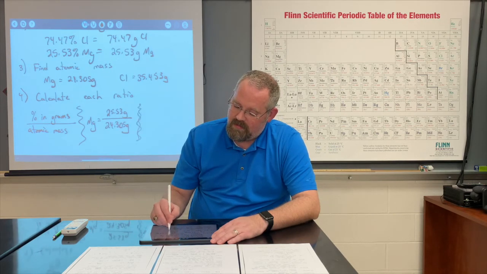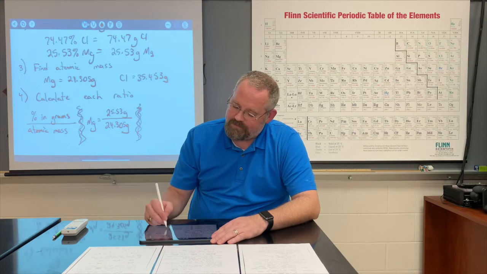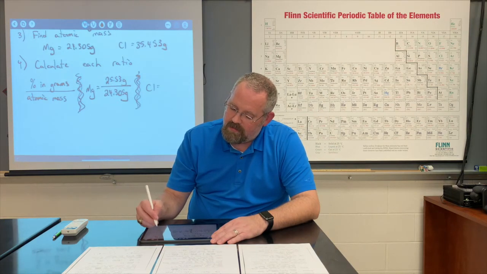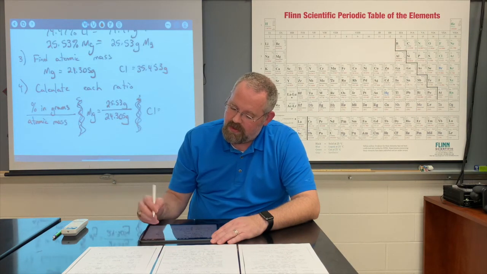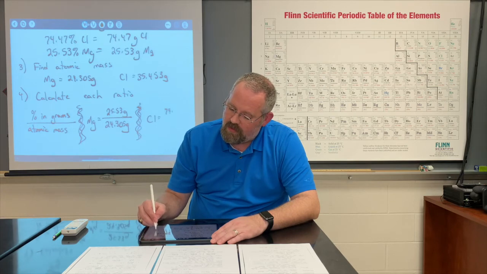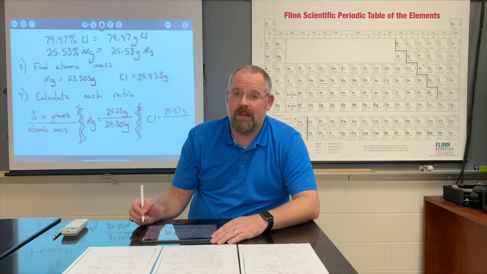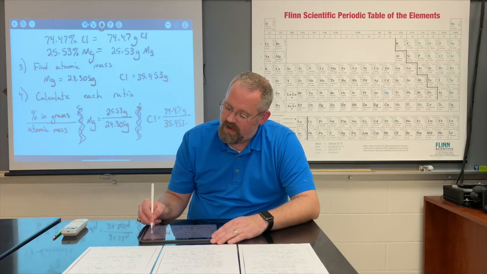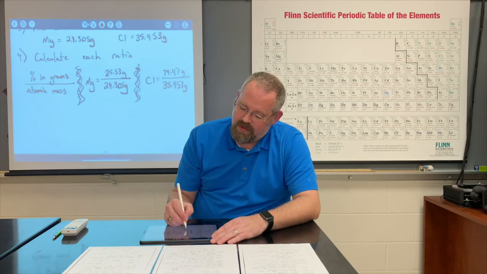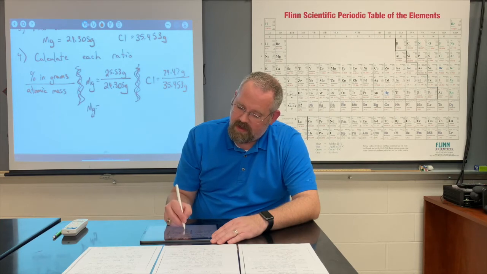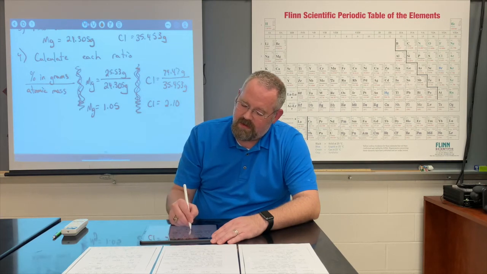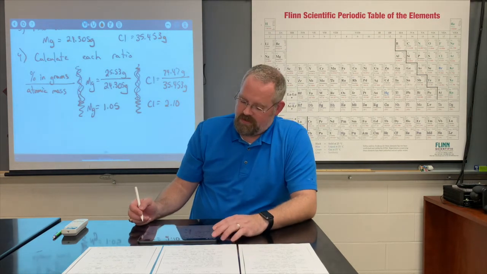All right, and the same thing for chlorine. Chlorine, my percent in grams was 74.47 grams. I'm going to divide that by my atomic mass, which is 35.453 grams. Okay, I'm going to do these calculations. Magnesium, I get 1.05, and chlorine, I get 2.10. But even still, that's a strange number.